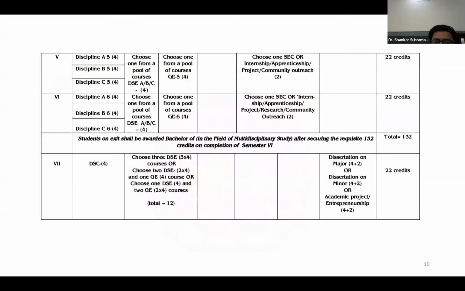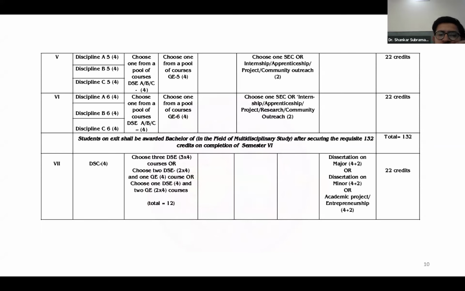For the 5th semester and the 6th semester, the structure is similar, where the student will be offered again 3 discipline-specific core papers. And now the discipline-specific elective is a compulsory paper. He has to choose an elective and a generic elective also. So the discipline-specific elective will be offered as a compulsory paper, plus a generic elective as a compulsory paper, along with 1 SEC for all of them. This will be the form of 22 credits for them. Same structure is followed for the 6th semester also.